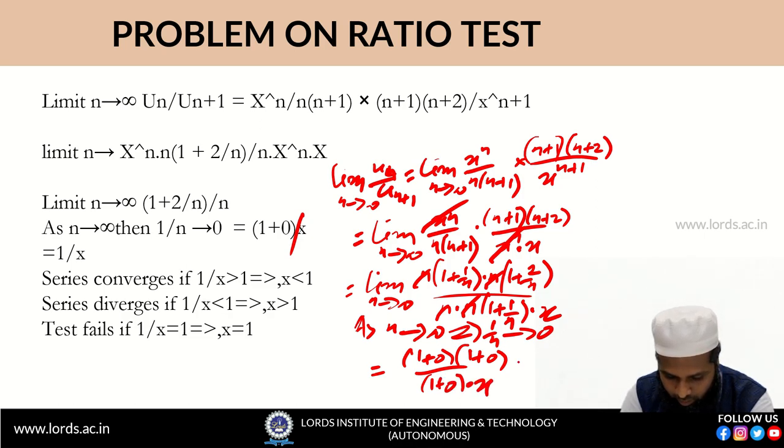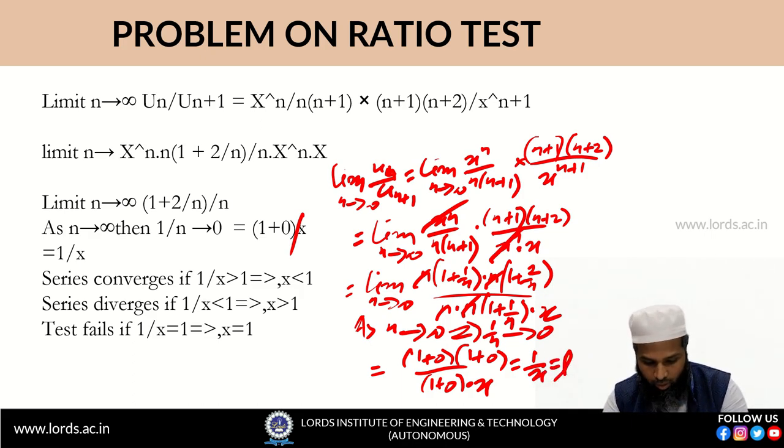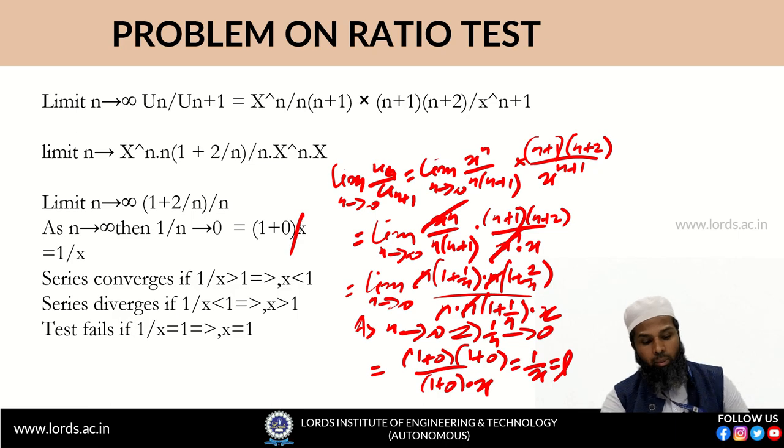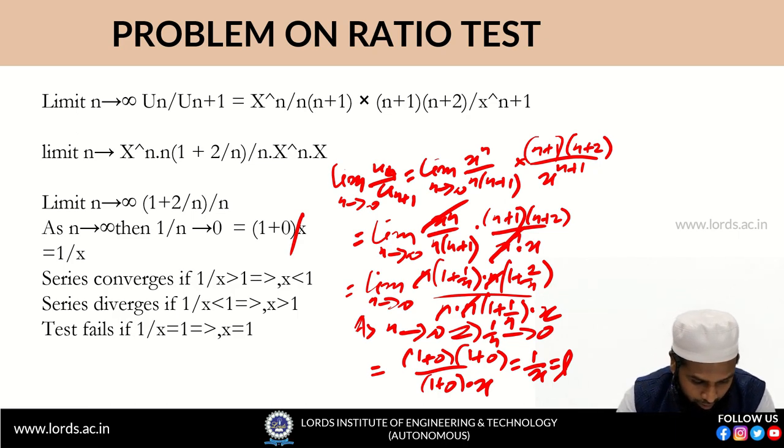So finally, the limit value, which we generally denote by l in the definition, is 1 by x. We got the limit value: the limit of the ratio u_n by u_(n plus 1) equals 1 by x.